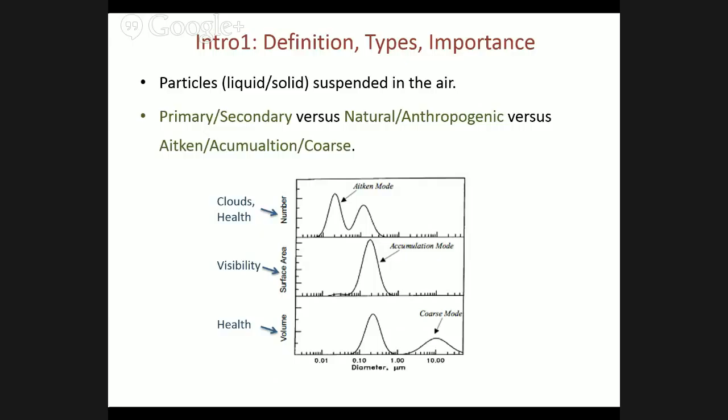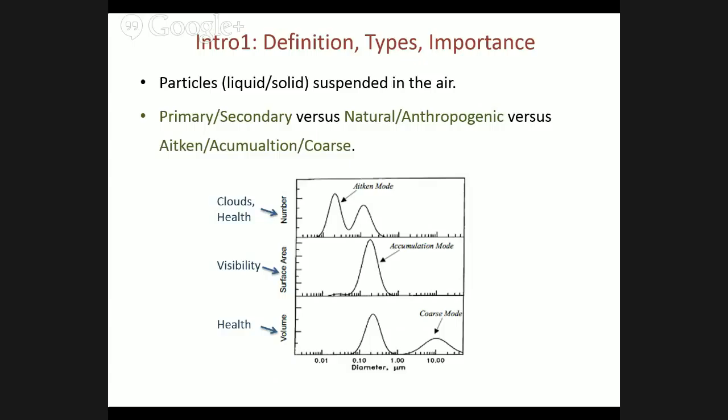And the mode which stands out in the surface area is the accumulation mode, and it's the next higher mode of size available. And the third one is the coarse mode. Typically the coarse mode is mostly the sea salt and the dust, mineral dust. Accumulation mode and Aitken mode can have both the primary aerosols as well as the secondary aerosols.